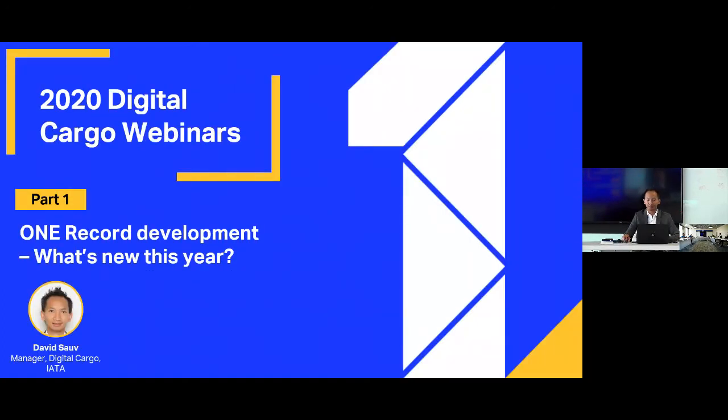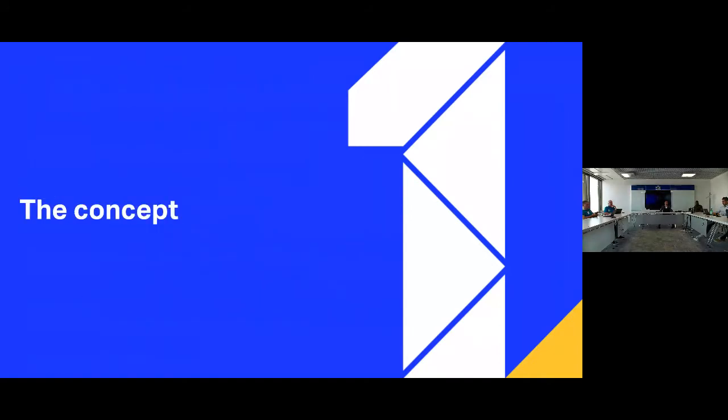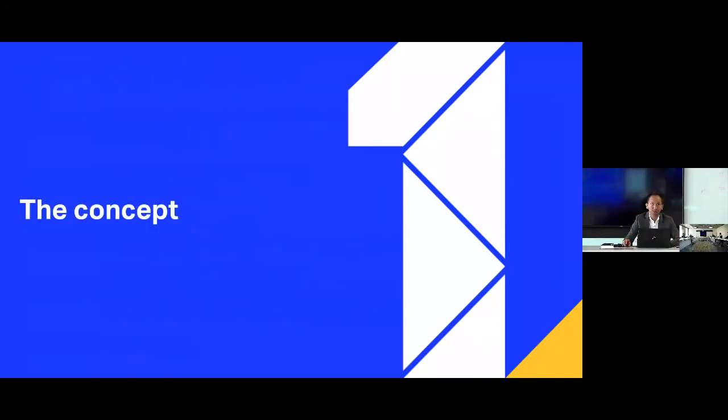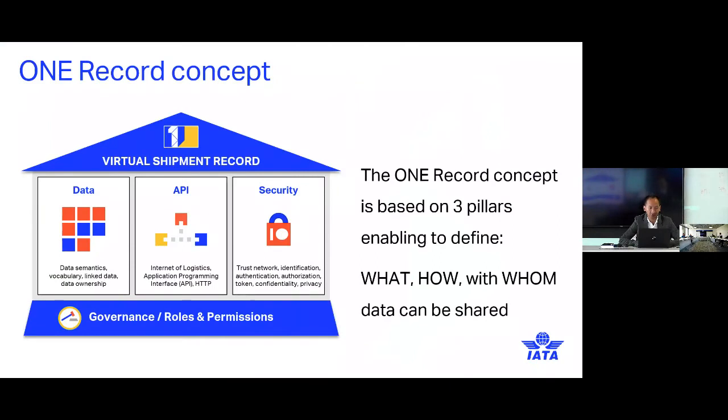So what did we do this year? Just a reminder, One Record, as you know, is our new standard for data sharing. The objective is to move from the peer-to-peer messaging model to a virtual shipment record. For that, we built the standard based on 3 pillars. The first one is what we want to share as information, and it's going to be done through the data.